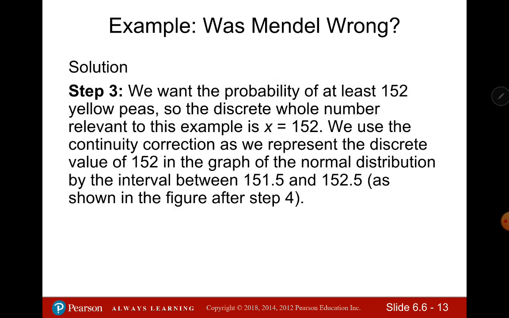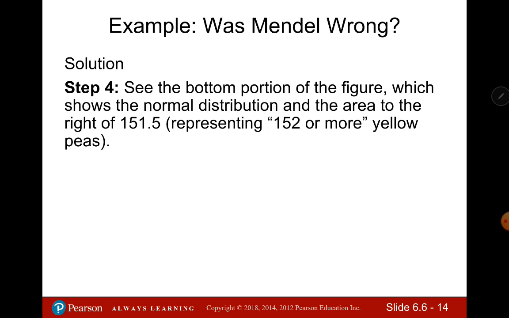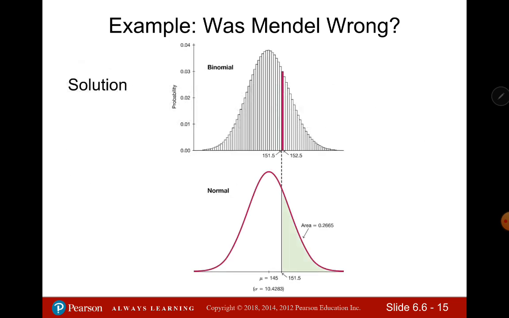Step 3, we need to convert the single value to an interval by minus and plus 0.5. So 152, we convert it to 151.5 and 152.5. Okay, a single value of x will be converted to an interval plus or minus 0.5. Step 4, we will try to draw the graph to help us understand.